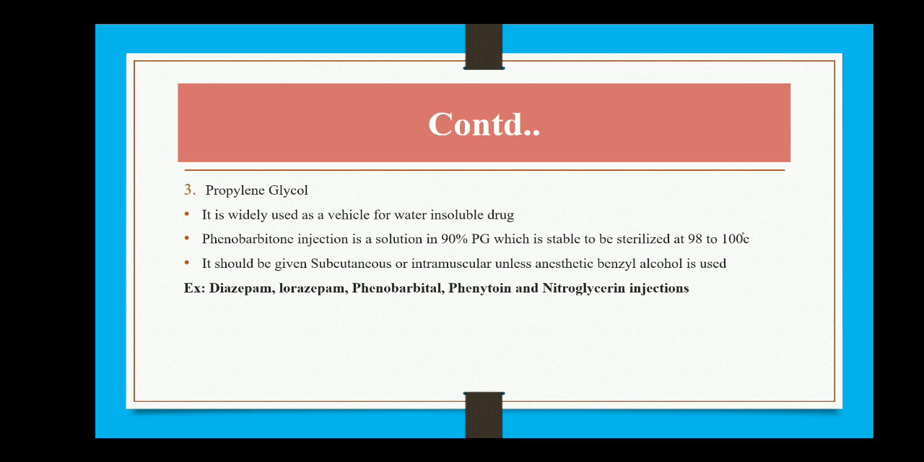Next example is propylene glycol. It is widely used as a vehicle for water insoluble drugs. Example is phenobarbital injection, which is in solution in 90% and is stable to be sterilized at 98 to 100 degrees Celsius. It should be given by the subcutaneous or intramuscular route unless an anesthetic such as benzyl alcohol is used. Examples include diazepam, lorazepam, phenobarbital, phenytoin and nitroglycerin injections.